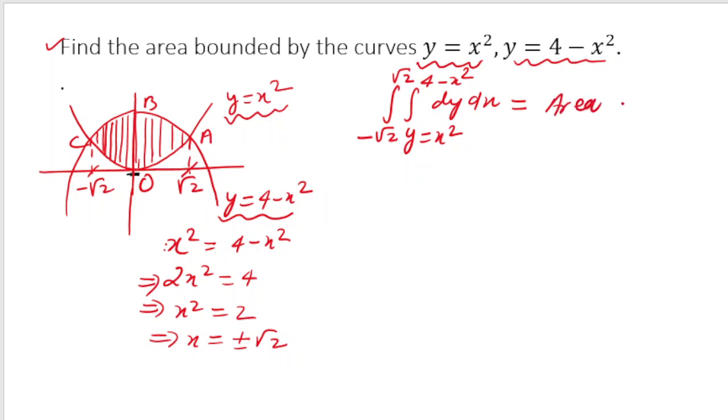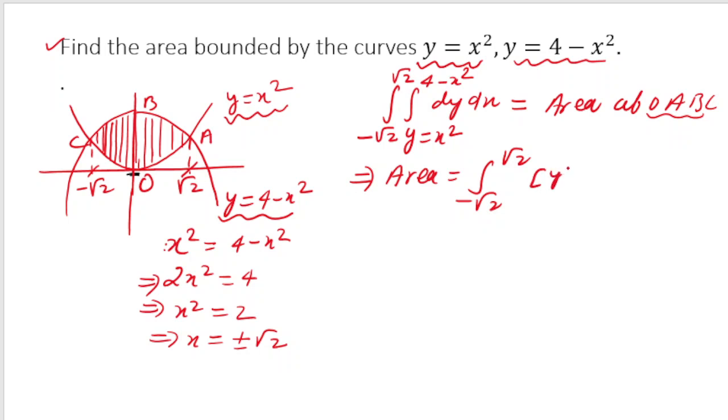This expression will give me the area of the region OABC, and this is the region which is bounded by the parabola y is equal to x square and y is equal to 4 minus x square. So what is the area? Now let me evaluate this. To evaluate this, first of all I have to integrate with respect to y. So here we have dy, so the integration will be just y, and the limits are x square and 4 minus x square, and then dx.